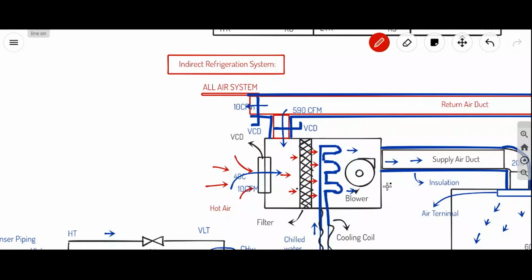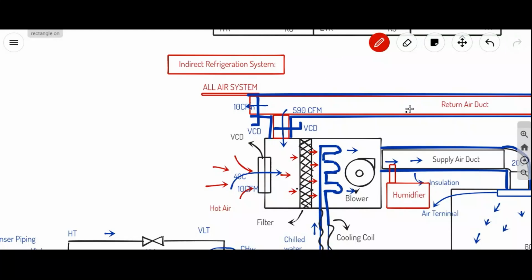Plus, this duct is connected with a humidifier. The humidifier is nothing but hot air comes here, and here we will be adding steam to the hot air. As we are adding steam to the hot air, it increases the moisture content in the air, so that heating and humidification can be achieved.